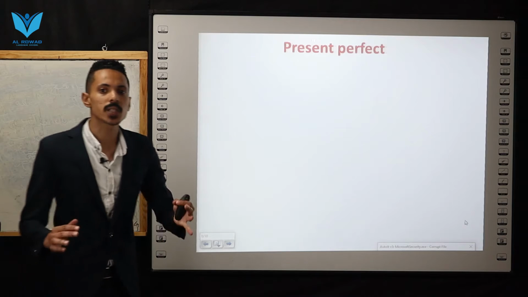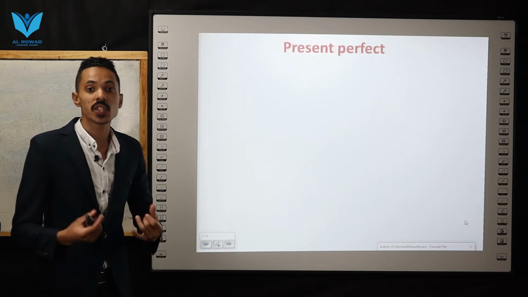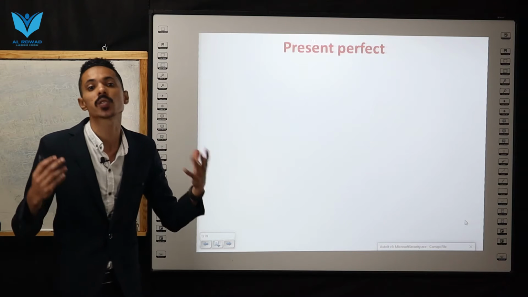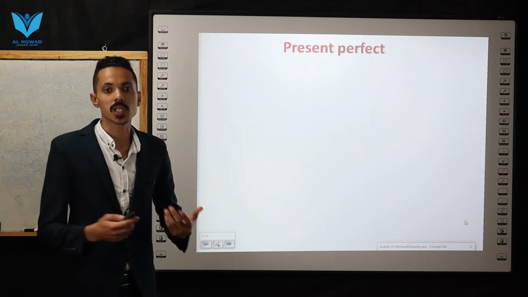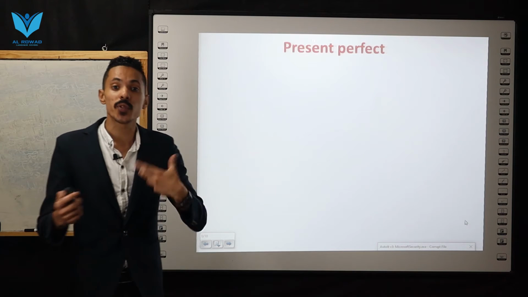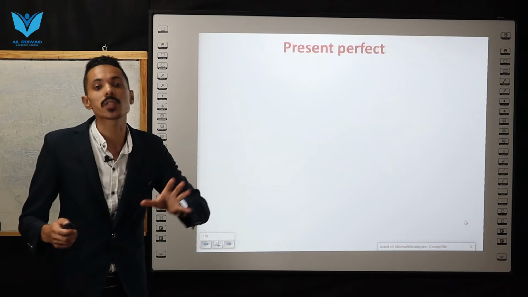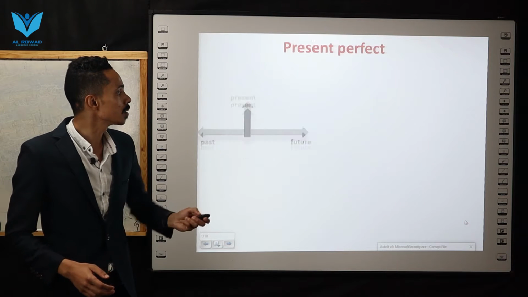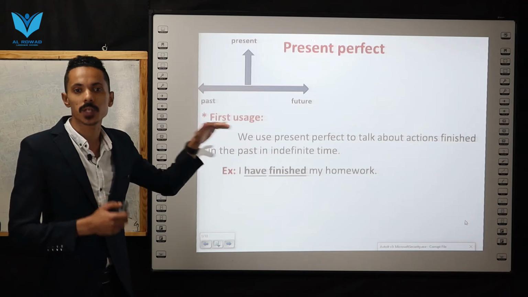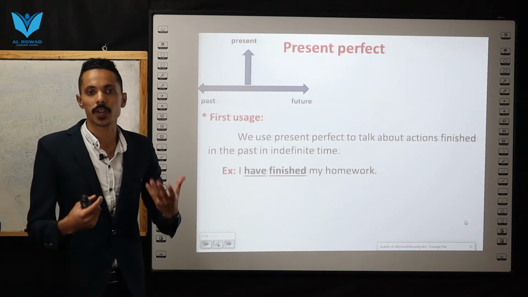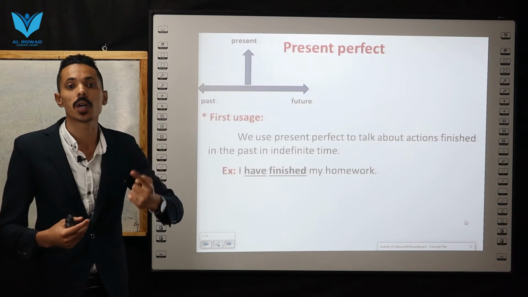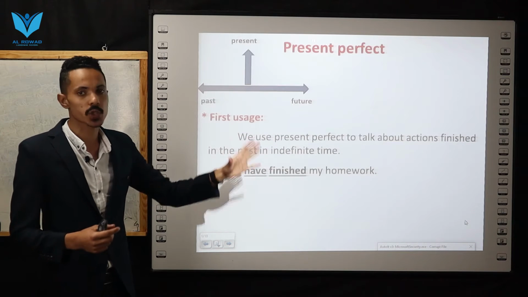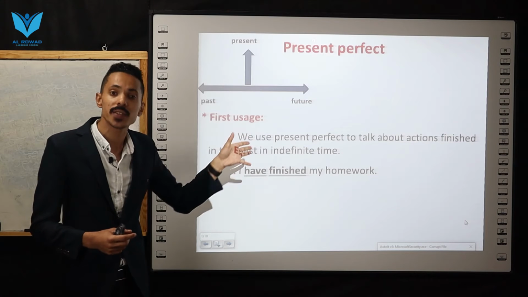So now, the present perfect. I know that you have taken this tense last year. Do you remember it? The present perfect tense. What is the meaning of the present perfect tense? It's the verb of the sentence in the present perfect shape or form. So let's see now. For example, here the first usage of the present perfect. You use the present perfect to talk about number 1. This is number 1, the first usage. We use present perfect to talk about actions finished in the past in indefinite time.